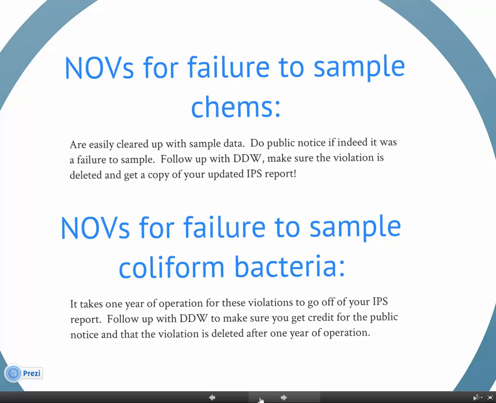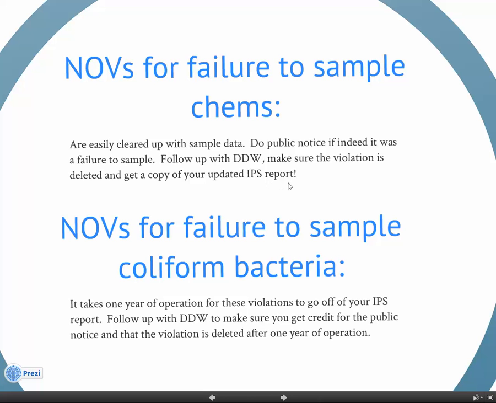I recommend, if you do end up with an NOV for failure to sample chems, please make sure you follow up with the Division of Drinking Water to make sure that the violation is deleted. And how you can do that is to request a copy of your updated IPS report, or you can access it online at drinkingwater.utah.gov. On the left-hand side, click on online reports and you can get a copy of your IPS report. Look at that report frequently and make sure that any old violations that should be deleted are in fact deleted.